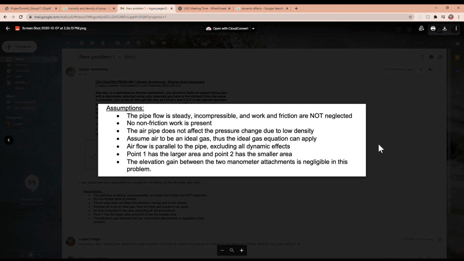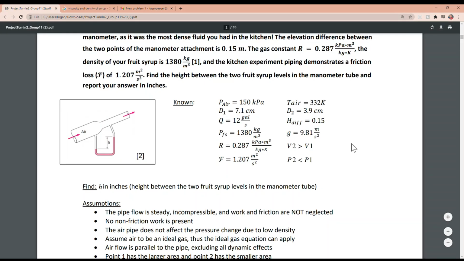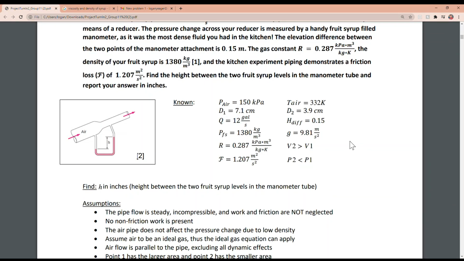The significant assumptions made are that the pipe flow is steady and compressible, and that the work and friction are not neglected. Also that there's no friction work present, so there's no turbo machinery, and then also air can be assumed to be an ideal gas, and also the elevation gain between the two manometers is negligible in this problem. So the only properties that needed to be looked up were the density of the fruit syrup, which is the manometer fluid, which is used in the hydrostatic equation, and then of course the gravity constant is 9.81.